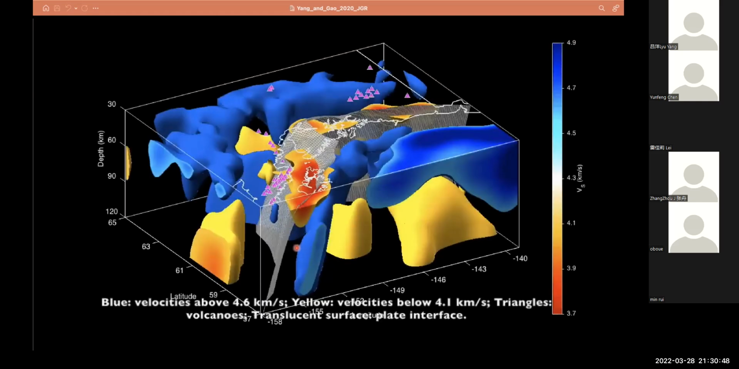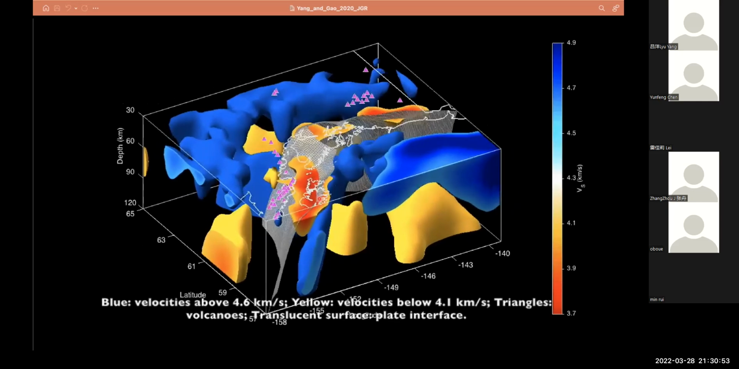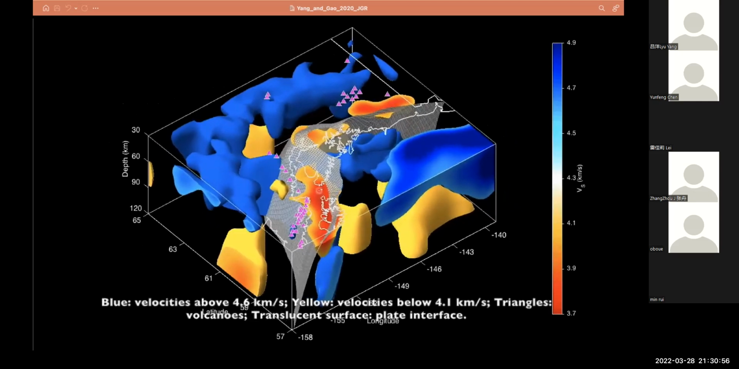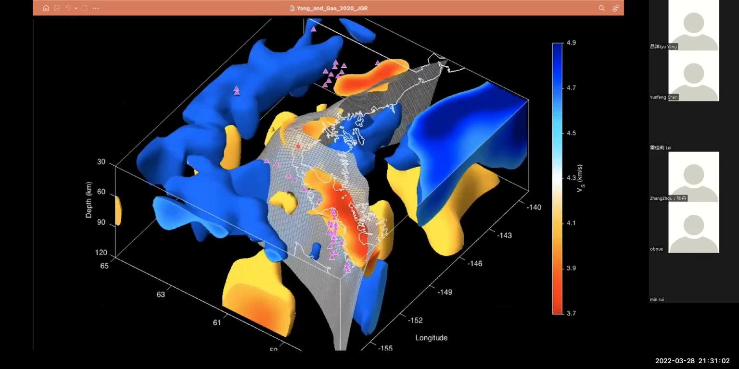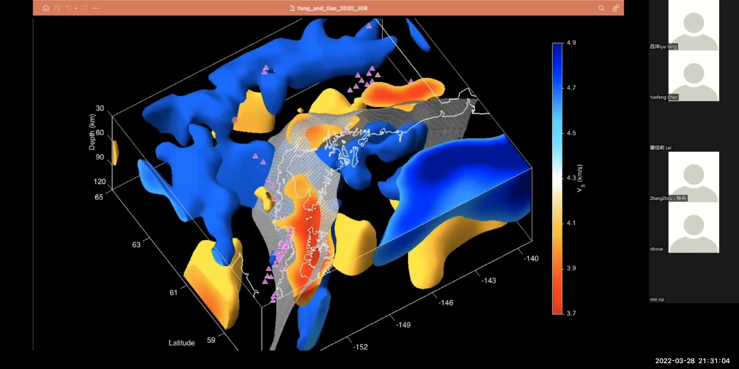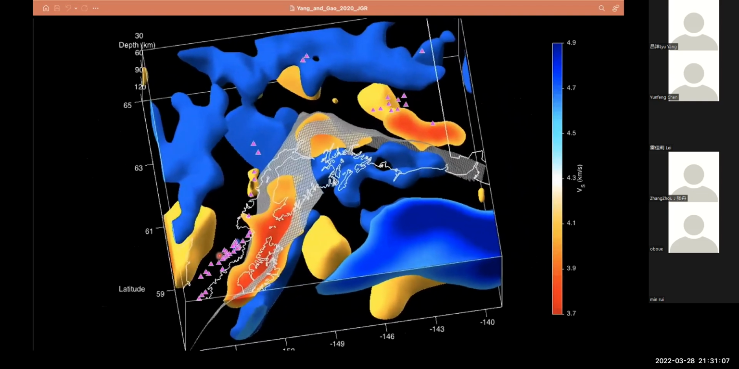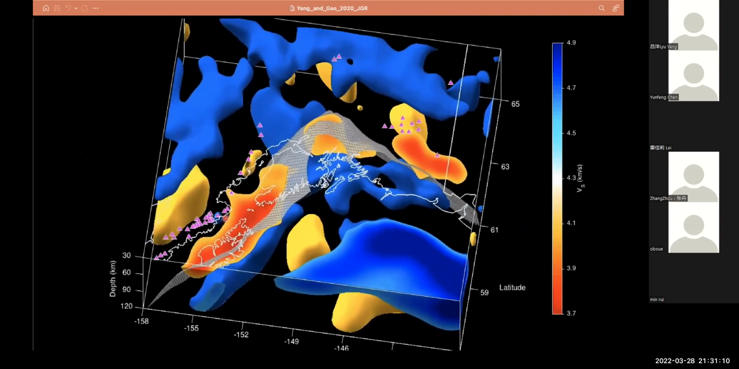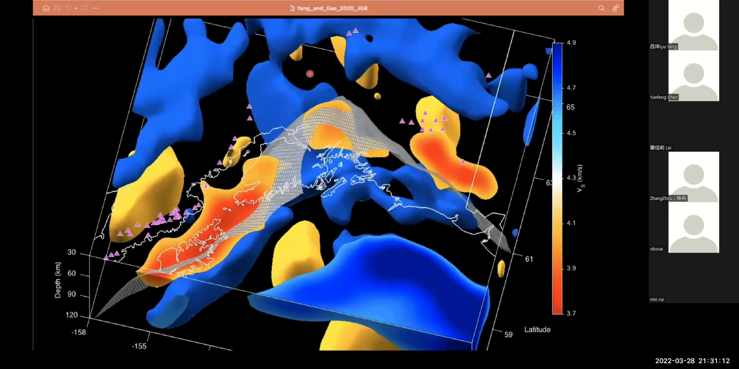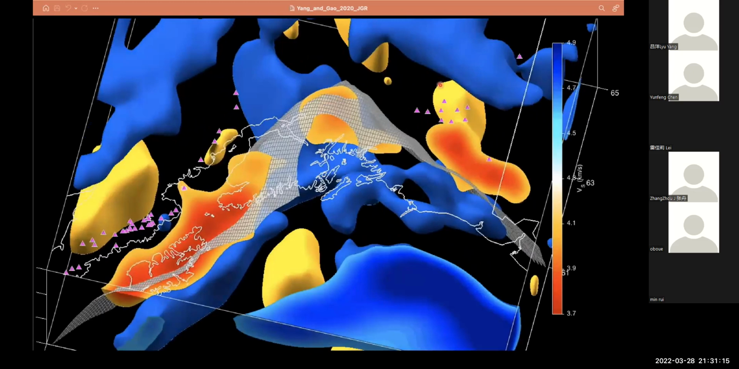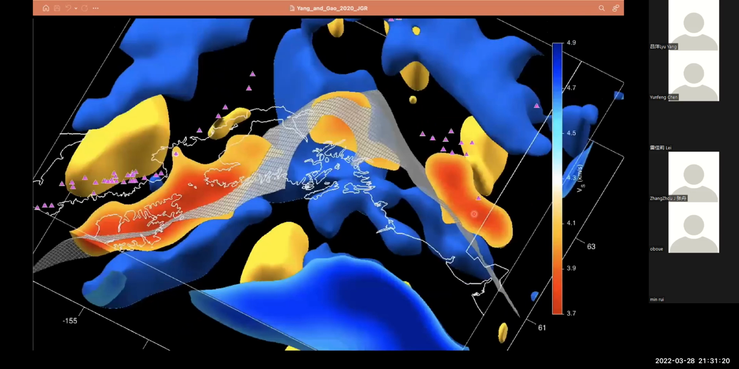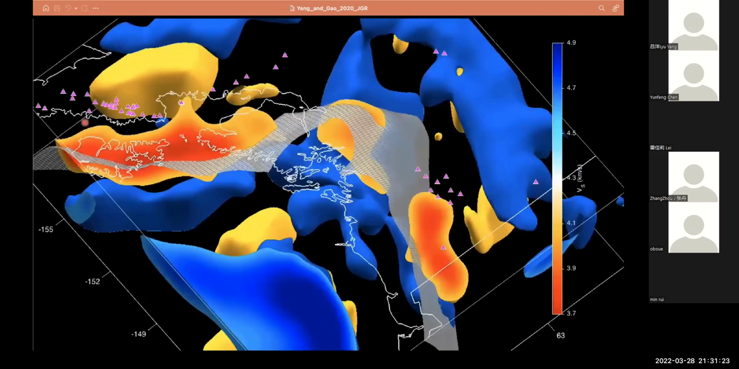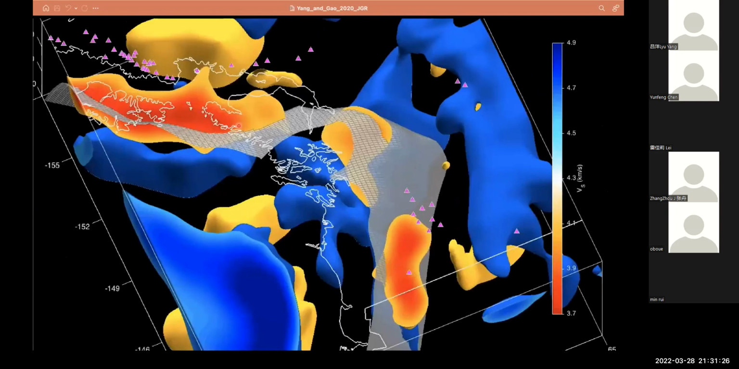Yeah, they plotted this isosurface plot. And this is the subducting slab, Pacific plate and Yakutat plate. And then those are the volcanoes, the Aleutian volcanic arc. And this is the BCGD and the other one. So you can see those low velocity structures underlying those volcanic fields, which feed those volcanoes.